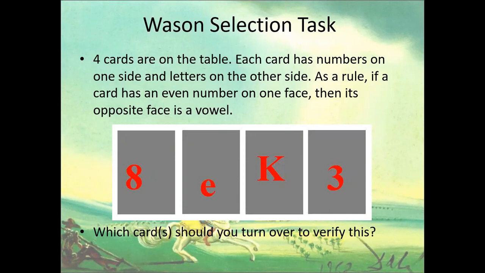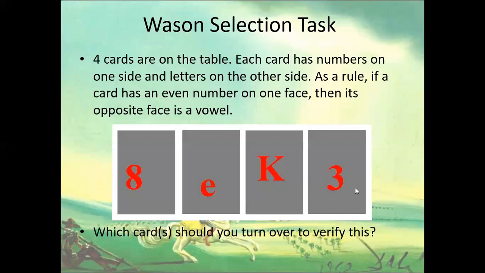The rule says that, let me try to put it this way. All even numbers have a vowel on their opposite side. Does it say that all vowels have even numbers on their opposite side? It does not. So I'll try to give you an example of that. You might say all Labradors are dogs, but not all dogs are Labradors. So we've interpreted the logic of this as being a necessary two-way street. That if something is an even number, it has to have a vowel. Therefore, we end up falsely concluding that if something is a vowel, it must have an even number. That's simply not true. That's not implied here.